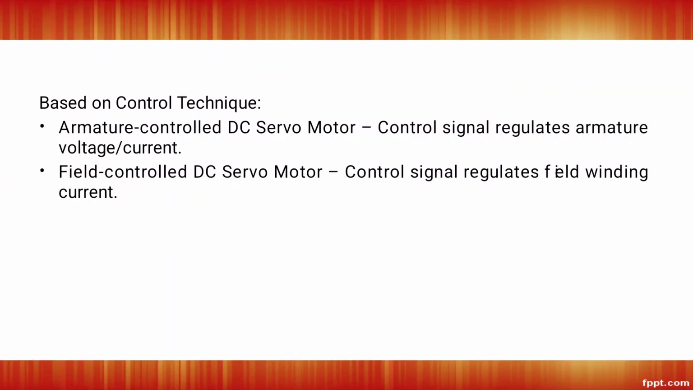Next, based on control technique, it is classified as armature control DC servo motor and field control DC servo motor. In armature control DC servo motor, control signals regulate armature voltage or current. In field control DC servo motor, the control signal regulates field winding current.